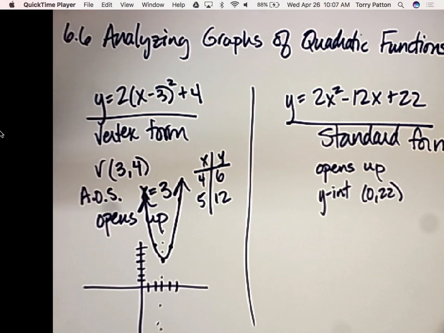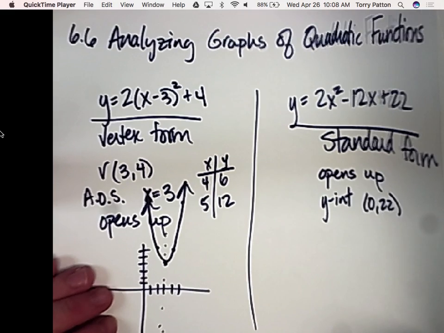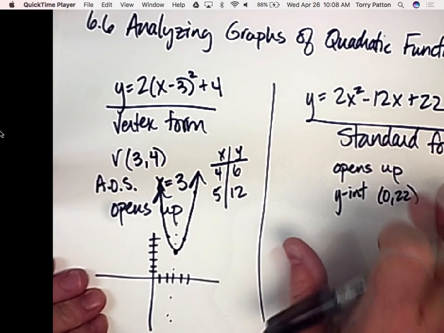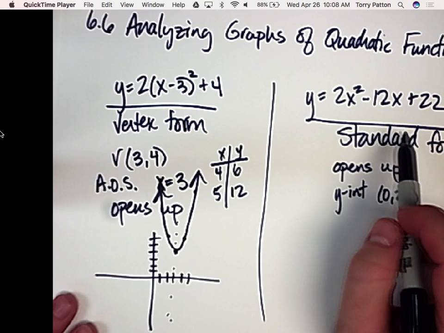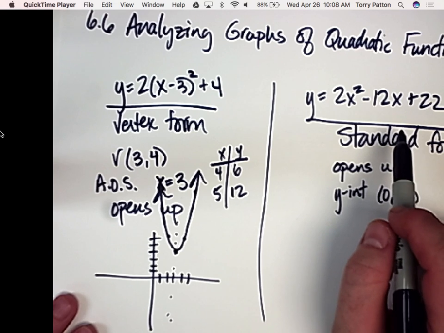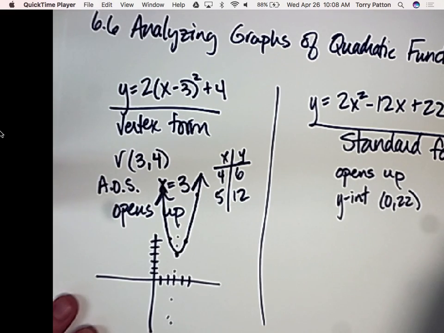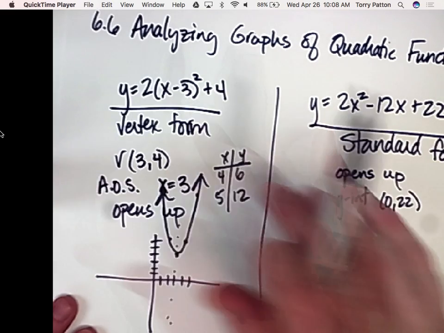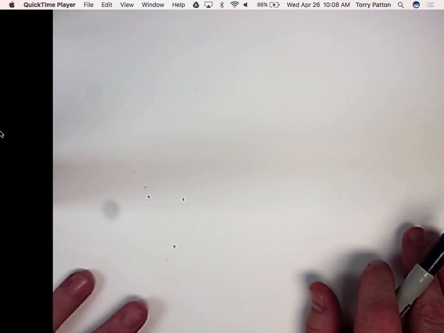So, we need to be able to go from one form to the other. And this one is easy. The way we go from vertex to standard is you just multiply it out. You just FOIL that, distribute the 2, add 4, and you would get this. The harder part's going from here to here, and there are 2 ways to do it, and I'm going to show you both ways. And I don't care which way you do it.